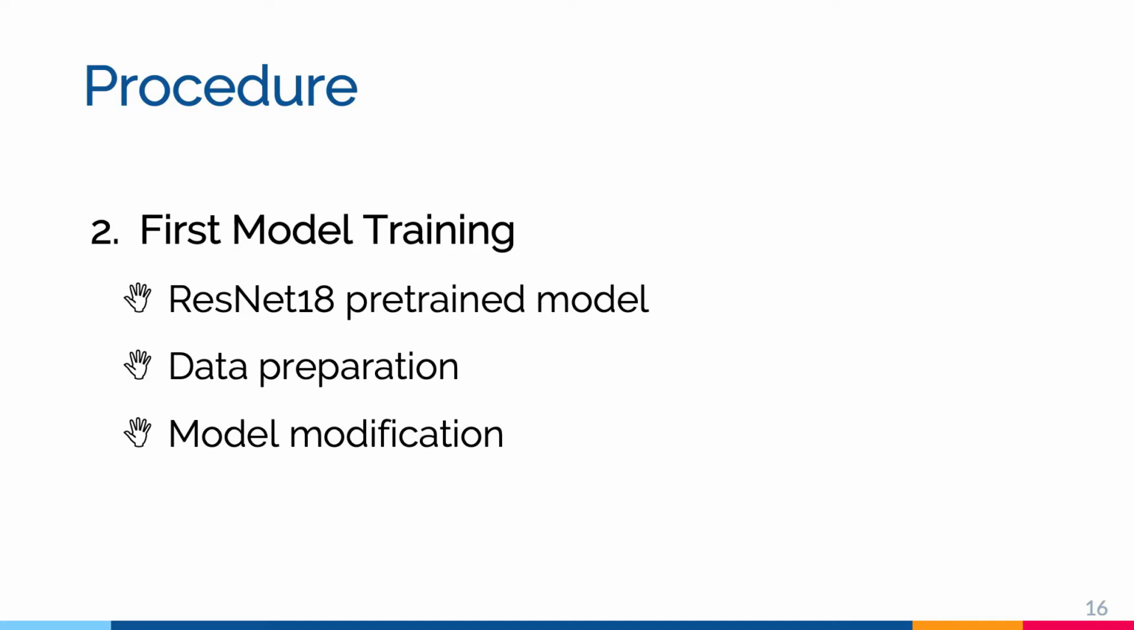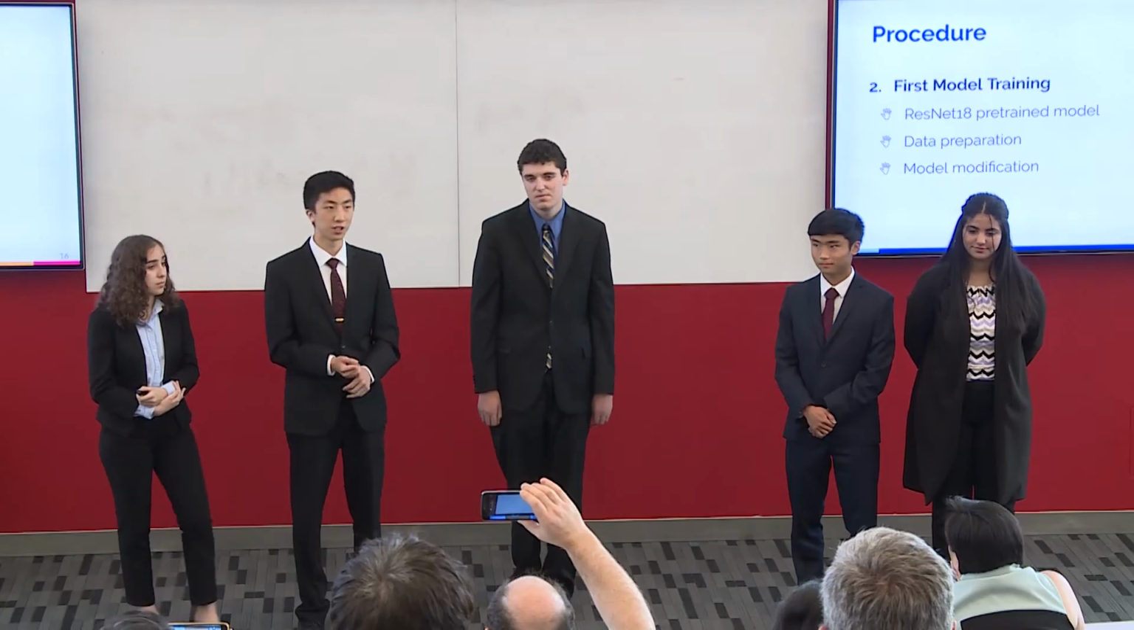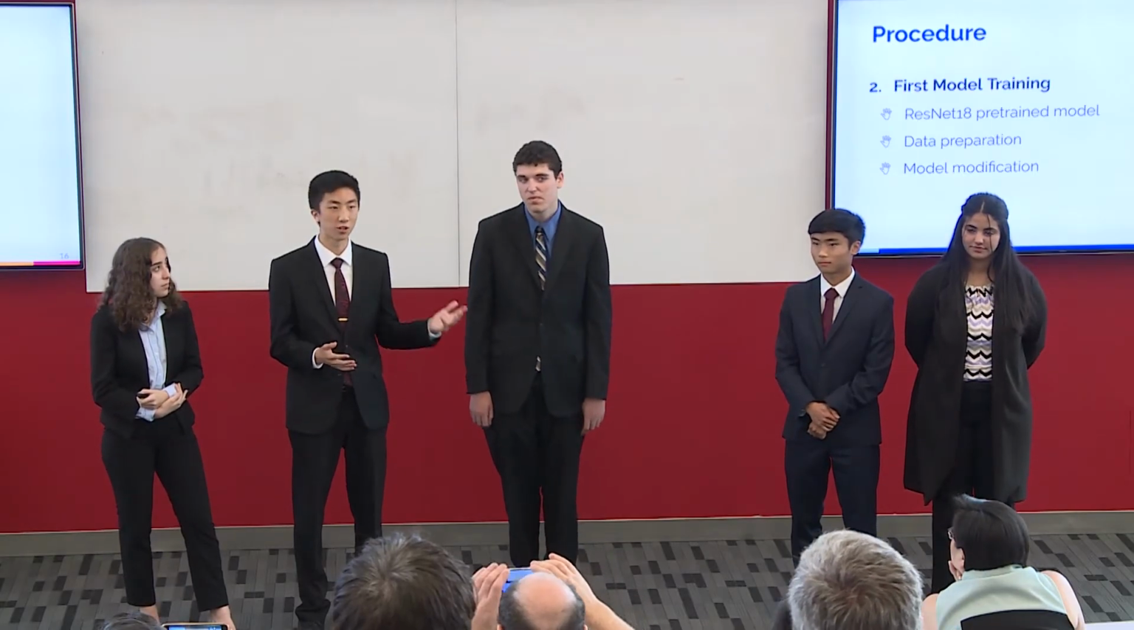Next, we were ready to train our first model, and as Warren mentioned, we used a ResNet 18 pre-trained model, and this was actually trained on over 1 million images from an ImageNet database, and it could classify images such as dogs, cats, trees, cars, etc.